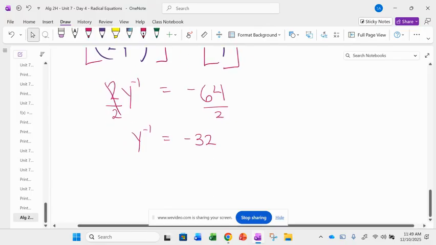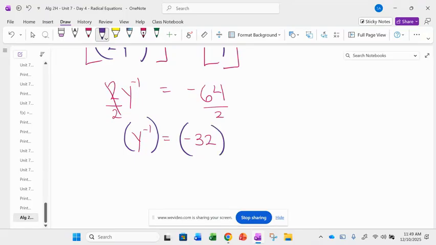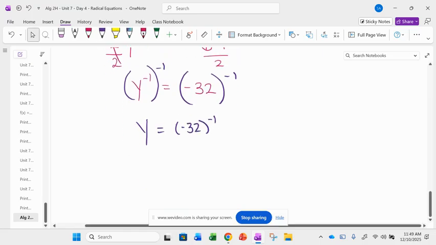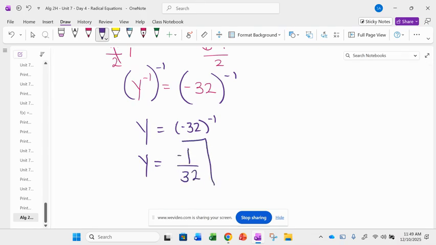What can I raise the negative first power to get it to be 1 to a power of 1? Say it one more time. Negative first power. Negative times a negative is a positive, so that's how we get y to the first power. And we end up with negative 32 raised to the negative first power. Well, to fix that negative, because we can't leave a negative exponent, wouldn't it just be negative 1 over 32?